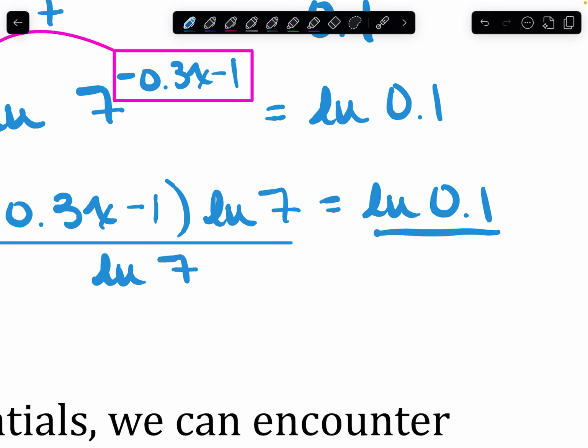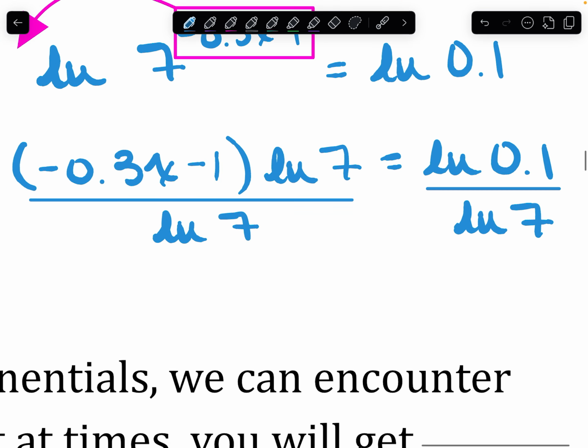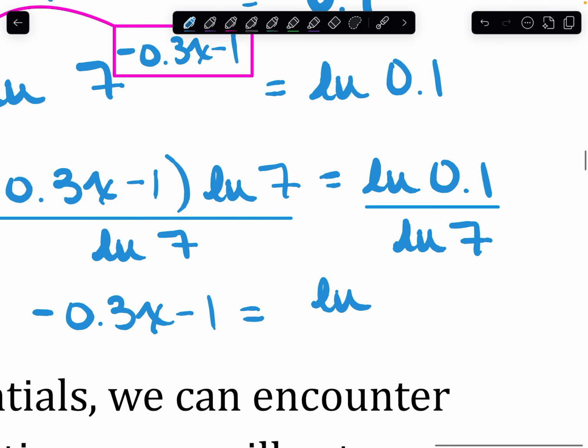So this answer is going to get a little bit complicated in the way it's written. We'll just need to keep it written that way and then just at the end, type it all into our calculator. So now we have negative 0.3x minus 1 equals whatever this is going to come out to. So just leave it like this. We don't want to do any rounding until the end.